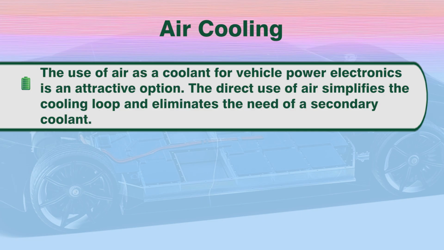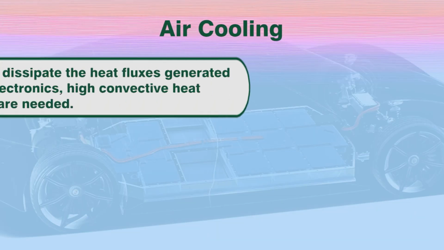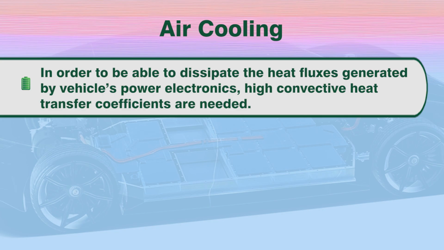The use of air as a coolant for vehicle power electronics is an attractive option. The direct use of air simplifies the cooling loop and eliminates the need for a secondary coolant. The figure shows a typical arrangement for using air as the cooling fluid. Ambient air is filtered, then pressurized and distributed via manifolds over microchannel heat exchangers situated near the heat generating sources.